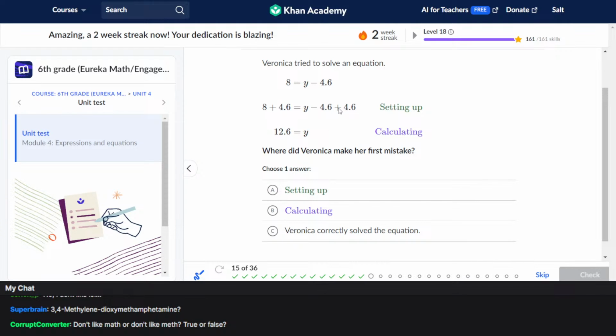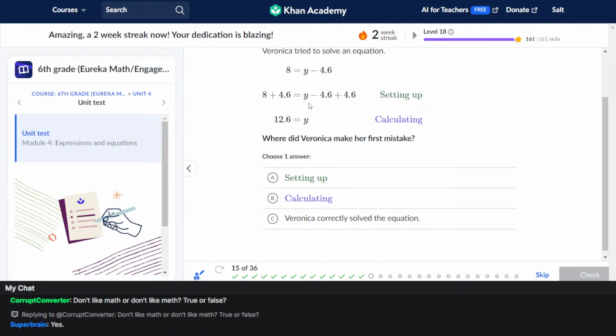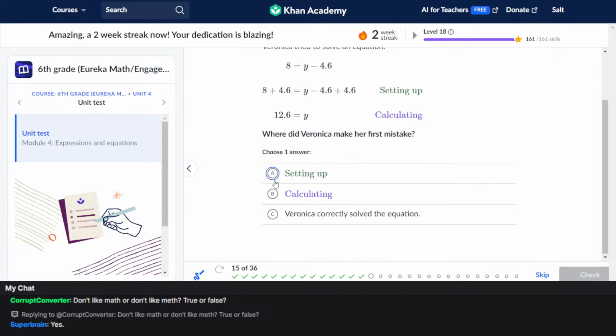Wait. Does this count as setting? Oh, it's probably calculating then. I thought this one would be called setting up, and then this one would be called setting up part 2. It's probably gonna be here. Superbrain says at Corrupt Converter. Oh wait, yes, it could be correct. There's option C, so I have to actually solve it. Great. 12.6. It's solved correctly.